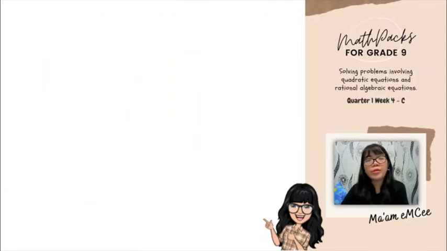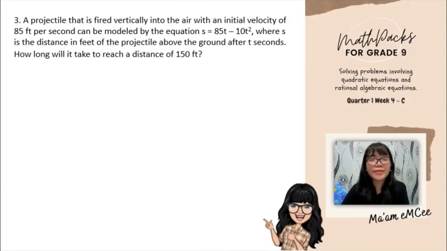We are now down to our last exercise. A projectile that is fired vertically into the air with an initial velocity of 85 feet per second can be modeled by the equation s is equal to 85t minus 10t squared, where s is the distance in feet of the projectile above the ground after t seconds. How long will it take to reach a distance of 150 feet?